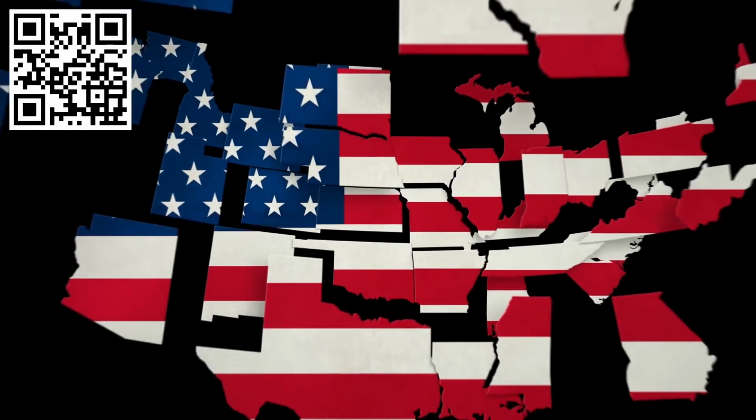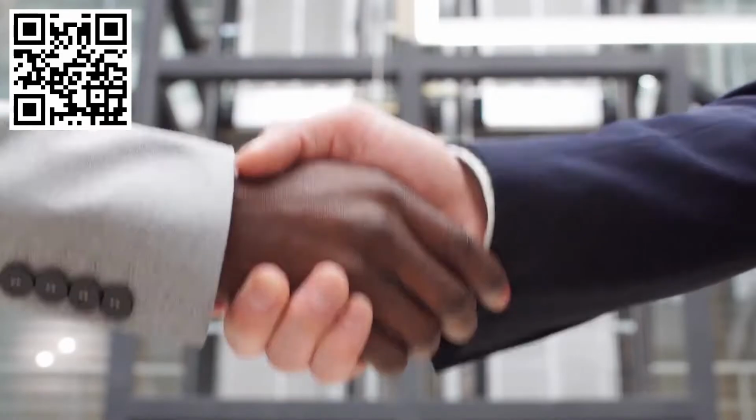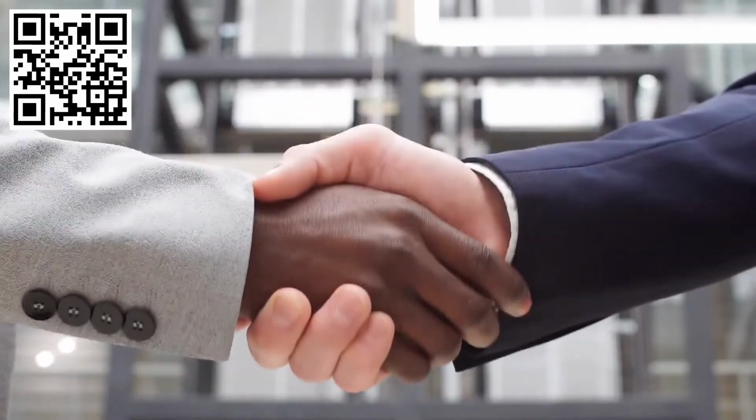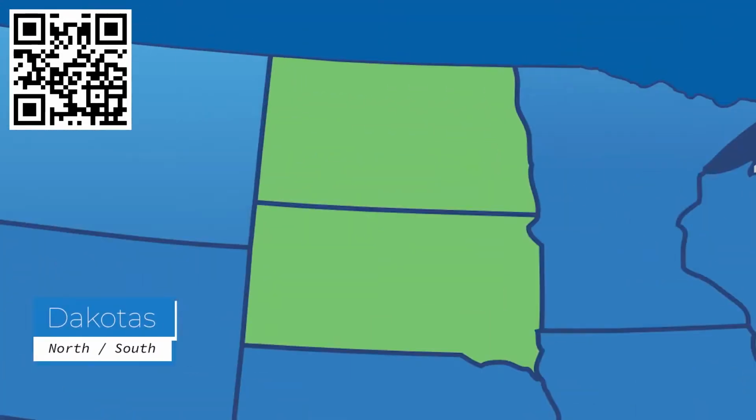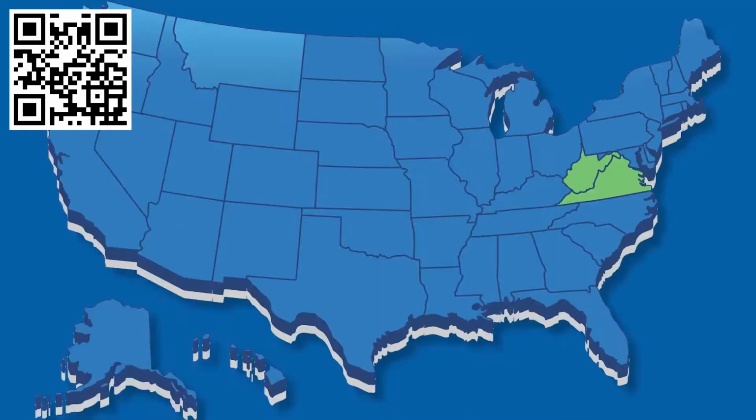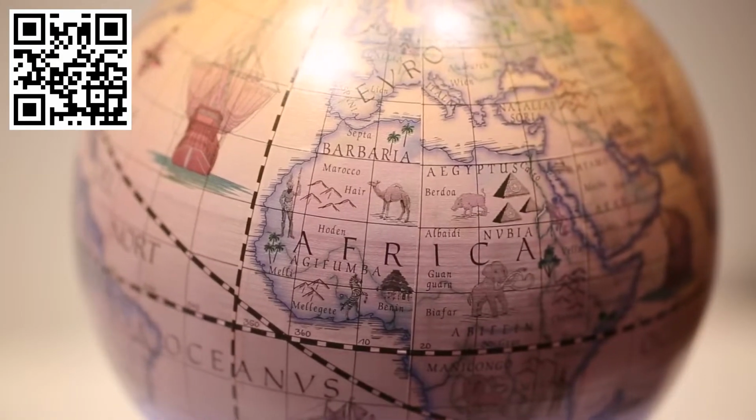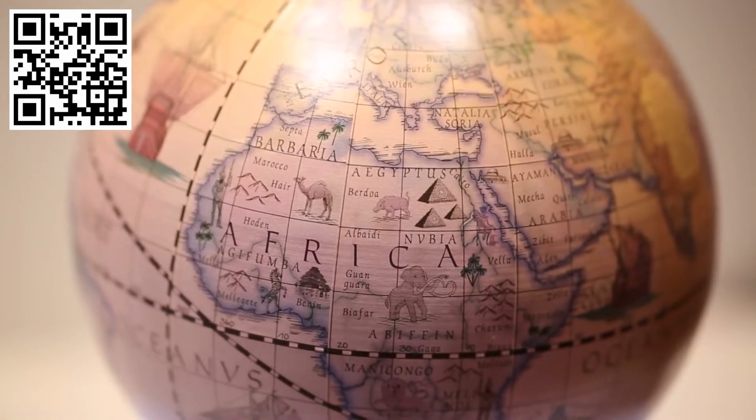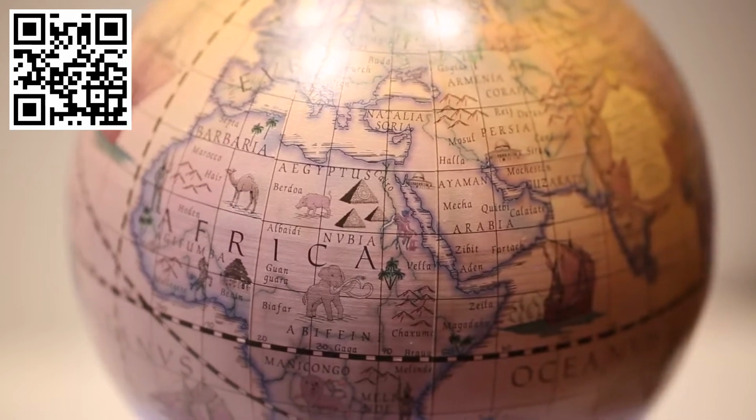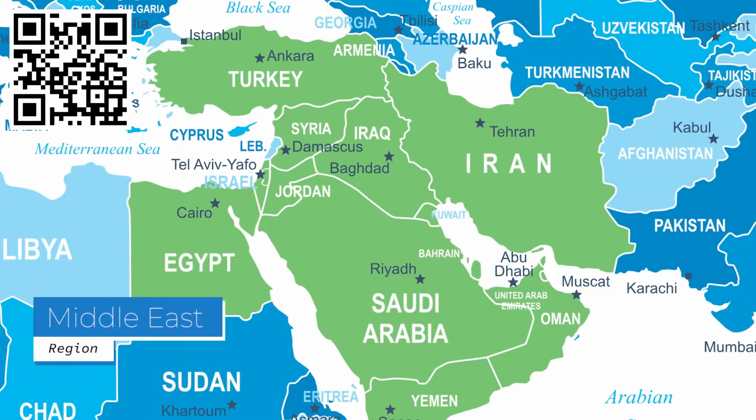There are places in the United States that use the cardinal direction words to describe their location in relationship to each other. For example, North and South Dakota, or North and South Carolina, and Virginia and West Virginia. The cardinal direction words are also used outside of the United States. Have you heard of South Korea? What about the Middle East?